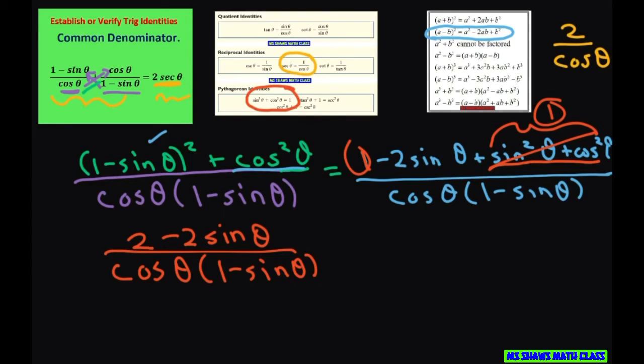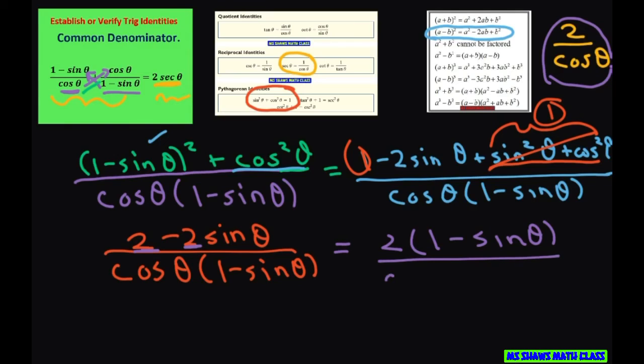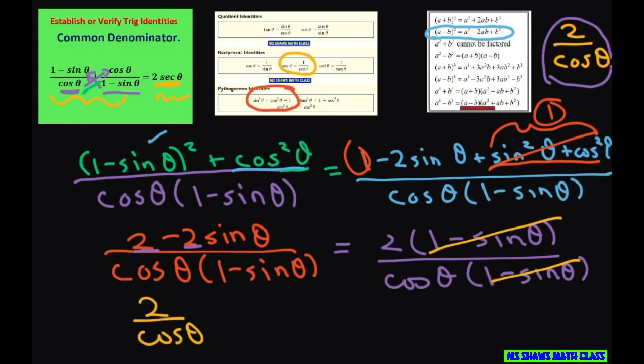All right. Next, let's factor out a 2. Remember our goal here is to get something like that. So factor out the 2, and you're going to get 1 minus sine of theta divided by cosine of theta times 1 minus sine of theta. All right. Now these two cancel. So now we have 2 over cosine of theta, which we know equals 2 secant of theta. So we got our right-hand side here.